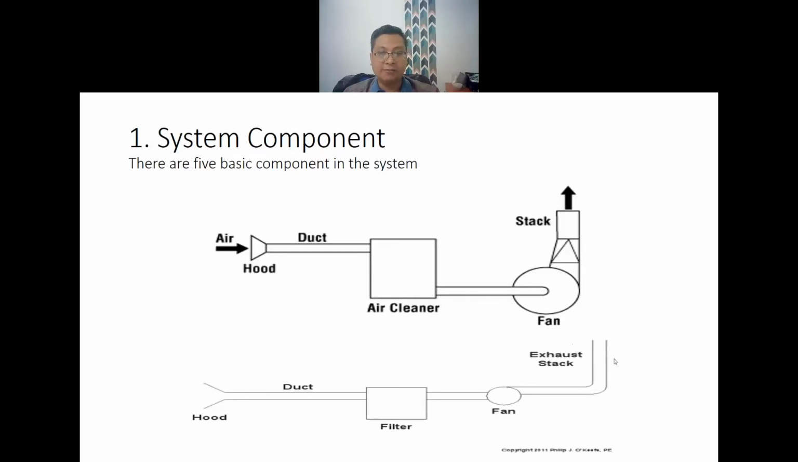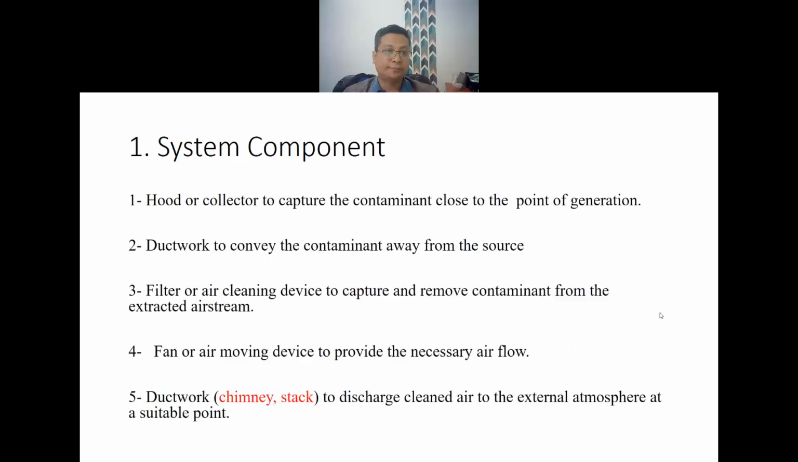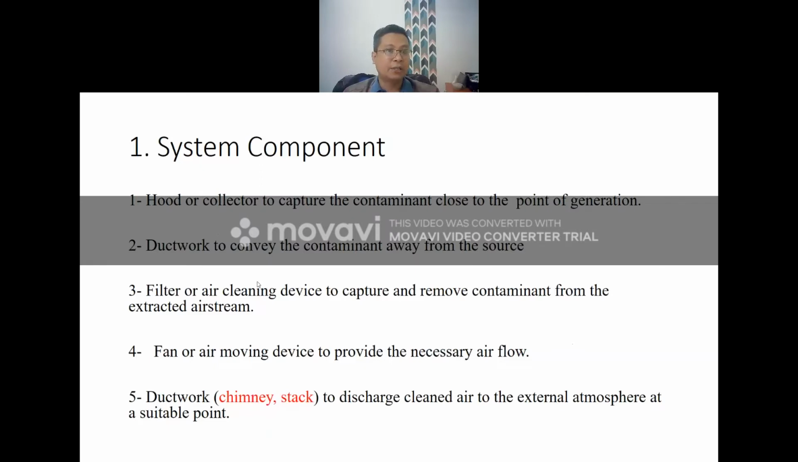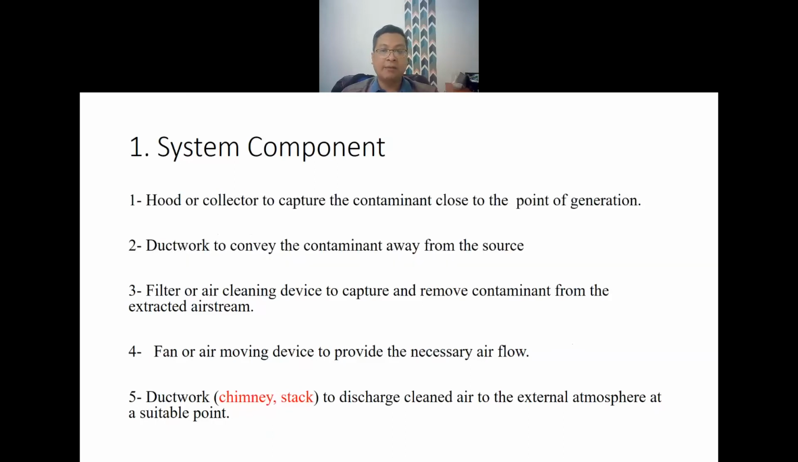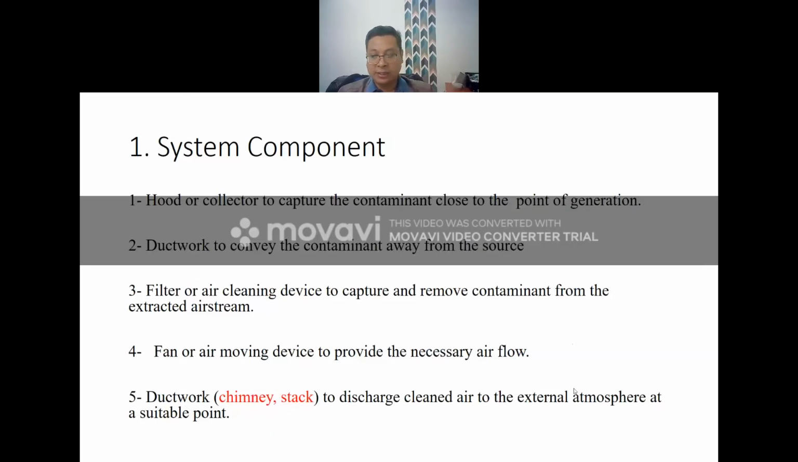This one, we have at least 5 components. System component: hood or collector to capture the contaminant close to the point of generation, ductwork to convey the contaminant away from the source, filter or air cleaning device to capture and remove contaminant from the extracted stream, fan or moving device to provide the necessary airflow. This one is how the components work. And then ductwork to discharge clean air to the external atmosphere at a suitable point.